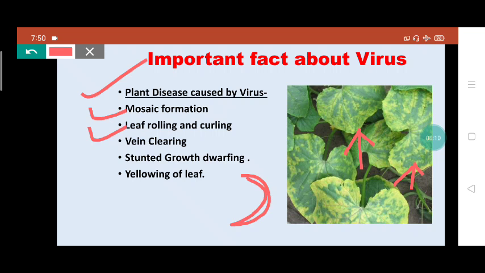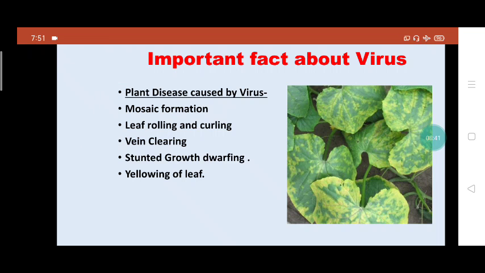Even if leaf rolling and curling occurs and the size of the leaf is reduced, then photosynthesis will not occur properly, and finally it will affect the size of the fruit also. Even vein clearing, that means the veins become very clearly visible, is because of virus infection. Stunted growth or dwarfing, where the height of the plant decreases, is also caused by the virus. And yellowing of the leaf is also caused by the virus, as already shown in the diagram. I hope by the diagram and these points you can understand the effect of viruses.